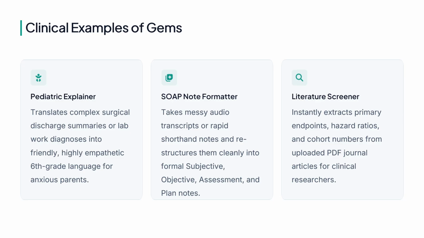You can have a SOAP note formatter where it takes the raw notes and then formats it as you want for a SOAP note. And then you've got things like a literature screener. It'll get hazard ratios, primary endpoints, and all of that from, and I want to emphasize this, uploaded PDF journal articles. The article itself is uploaded. It does not go looking for the article. It's only extracting information from the article that was uploaded.